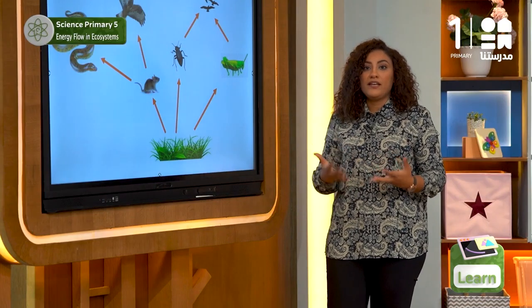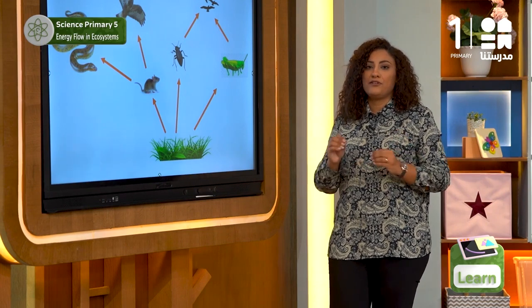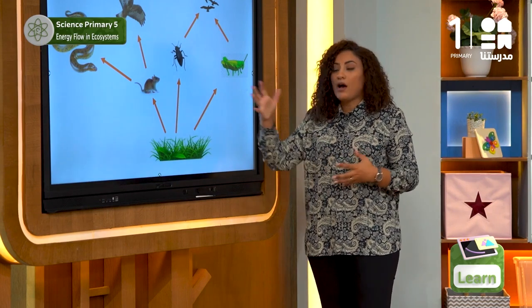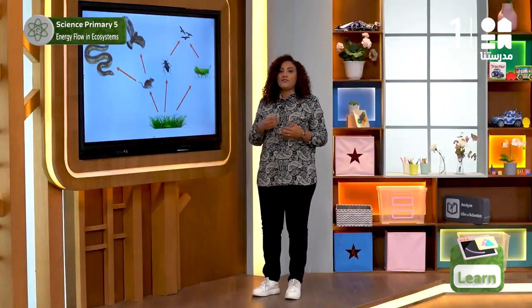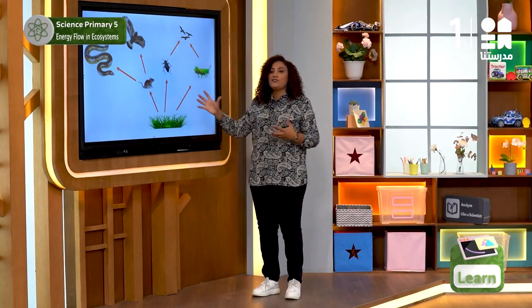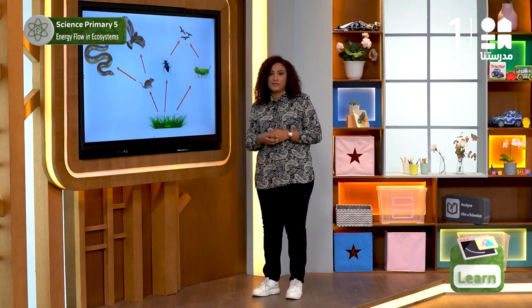Now, I want each one of you to suggest a different organism and add it to our model. Share with your colleagues how this addition could change the interaction among organisms.